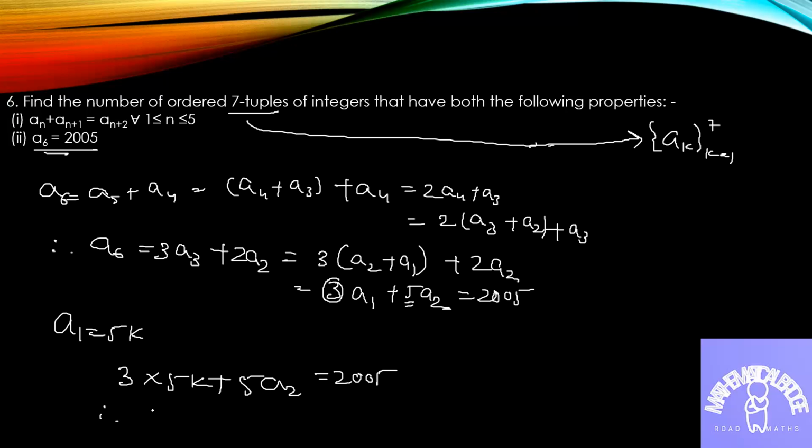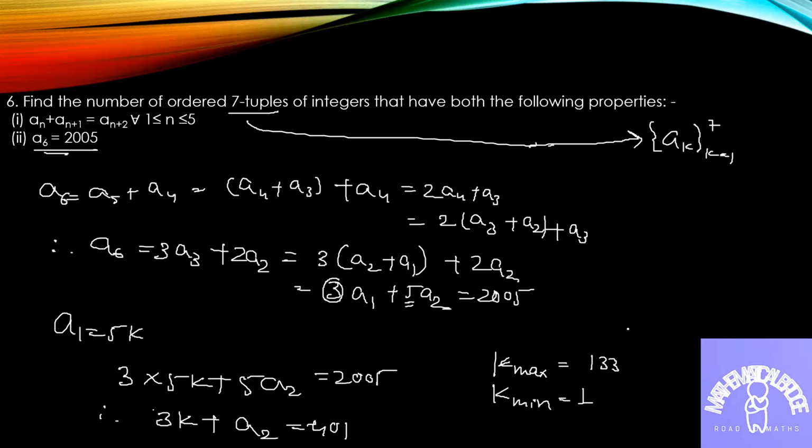Therefore, we get 3k plus a2 is equal to 401. Basically we divided it by 5, both sides. Now the maximum value of k you will see by hit and trial. K max is actually 133, because 133 times 3 is 399, and if you get 134 it will exceed 401 and it will become 402. So we don't need that. So k max is 133 and the minimum value of k is 1.